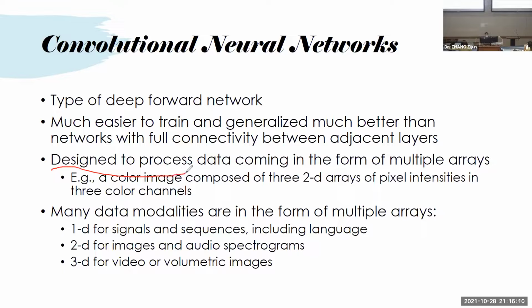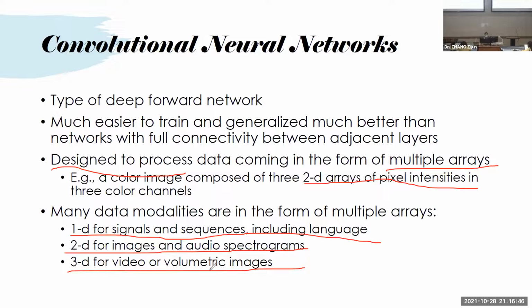It is designed to process data in the form of multiple arrays, or nowadays we even say in the form of tensors. A color image is composed of three 2D arrays of pixel intensities in three color channels. Many data modalities are in the form of multiple arrays: one-dimensional for signals and sequences, including language; two-dimensional for images and audio spectrograms; and three-dimensional for video or volumetric images.